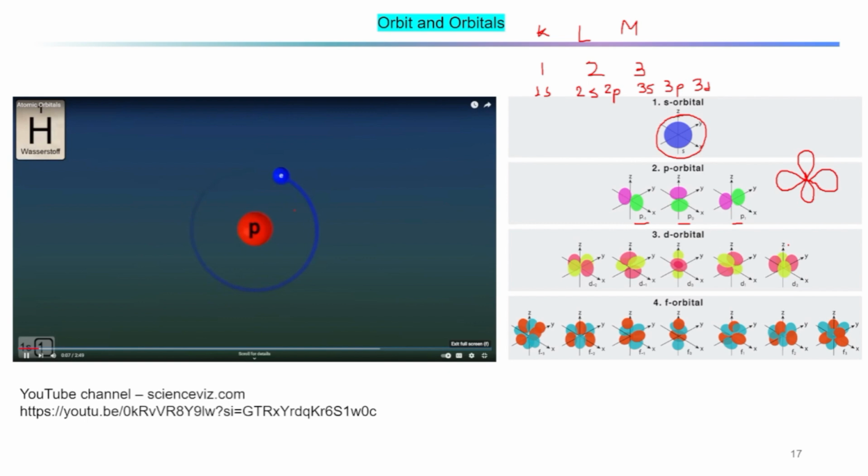Now in case of d orbital, we have five different orbitals. These are named as dxy, dyz, dzx, dx square minus y square, and dz square. Similarly, f orbital has seven different compartments. These things I will discuss in some later videos. I will make dedicated videos to discuss these things.